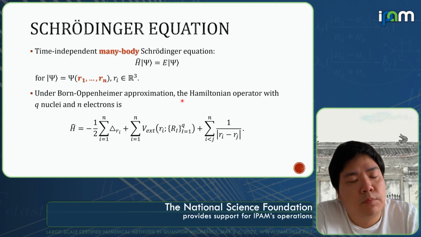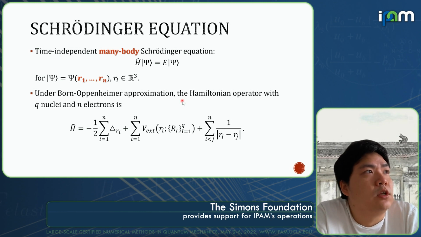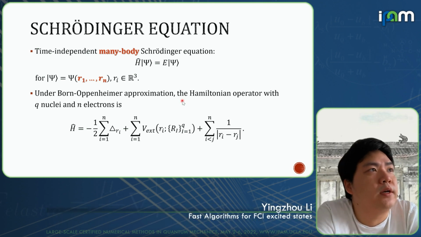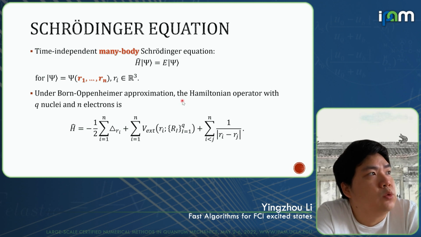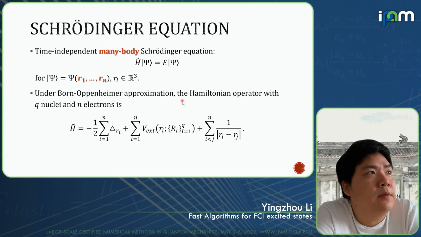So we will start from the Schrödinger equation. The time-independent many-body Schrödinger equation is nothing but a linear eigenvalue problem. Here, H hat denotes the Hamiltonian operator, psi is the wave function, E is the energy. And the difficult part comes from the many-body. When we say many-body, we mean the wave function is a function of R1 to Rn, and each Ri is a coordinate in 3 dimensions. And n denotes the number of particles.